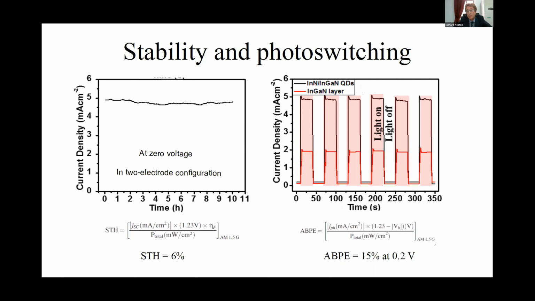So we have a very efficient and reactive photoelectrode here. Let me repeat again. The solar to hydrogen efficiency achieved here is 6%. And if we input a certain electrical power, the maximum applied bias to photon efficiency reaches 15% at 0.2 volt. And we observe no degradation of the photoanode.